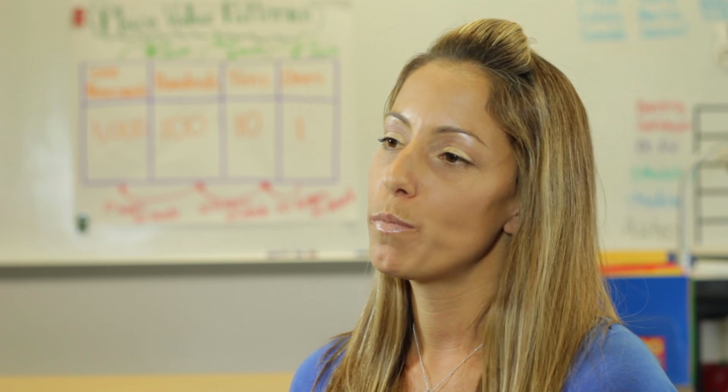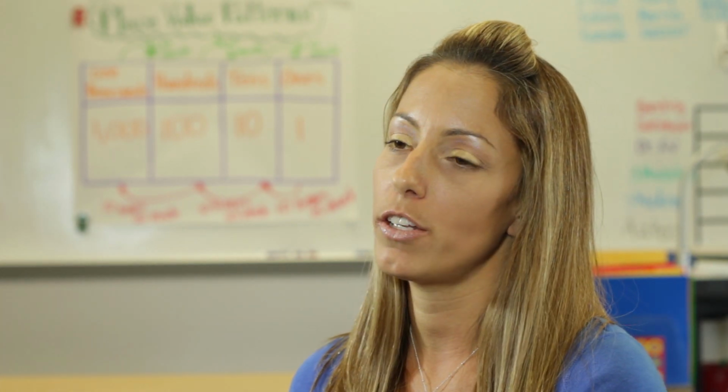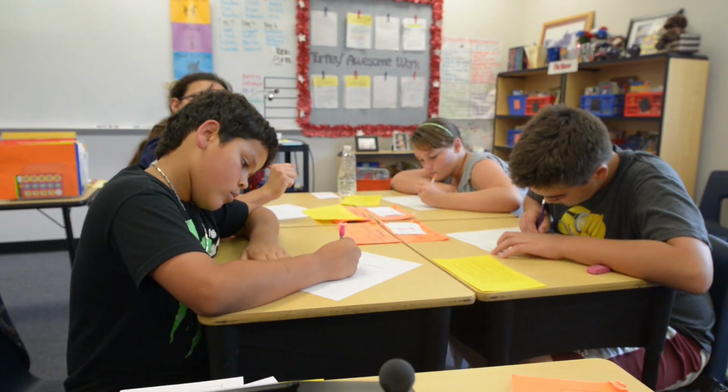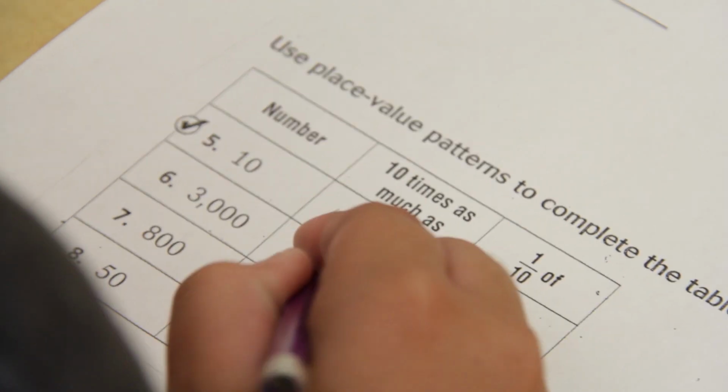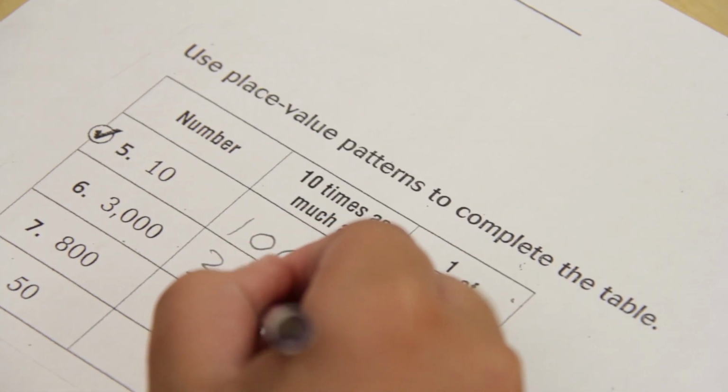After that, we moved more towards independent practice, and I gave each student a place value chart to fill out. On that chart, they had to represent the number 10 times as much as that number, as well as 1/10. So doing both of those parts of the standard at the same time.